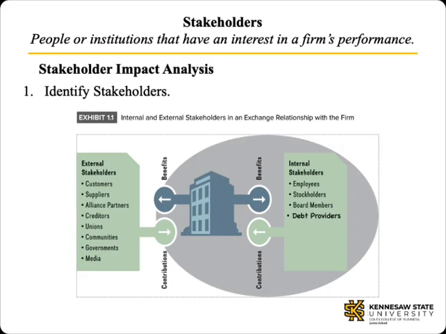And now on to stakeholders. I'll use the textbook Stakeholder Impact Analysis framework in this discussion. The first step in a stakeholder analysis is to identify which stakeholders exist. And the book does a pretty good job of identifying potential internal and external stakeholders. All of these types of entities can have a material interest in the behaviors and performance of the firm.